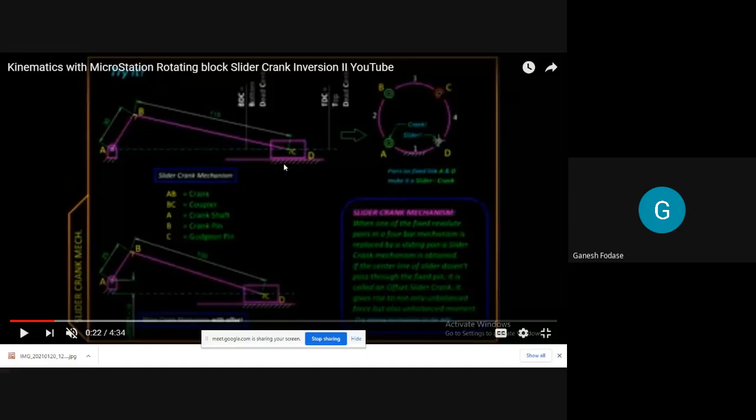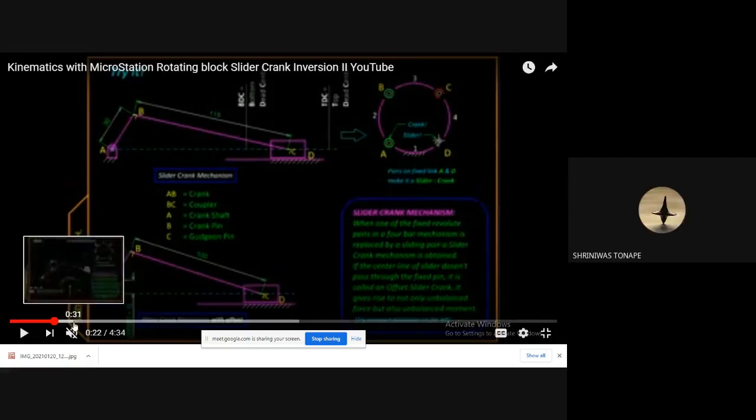When the frame is fixed, we obtain the IC engine mechanism, which is on the screen now. Here the slider is not fixed, but the frame is fixed. When the frame is fixed, the crank will rotate. Crank will rotate, connecting rod will transmit motion to the slider, and the slider will reciprocate. Now on the screen, link number 1 is fixed; that is the first inversion. When we change the fixed link to link number 2, we obtain the Whitworth mechanism. Understand or not? Yes, sir.